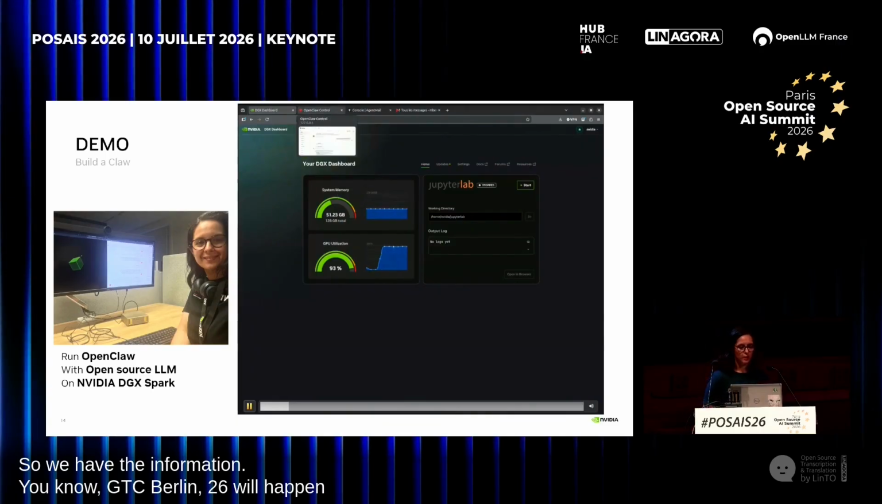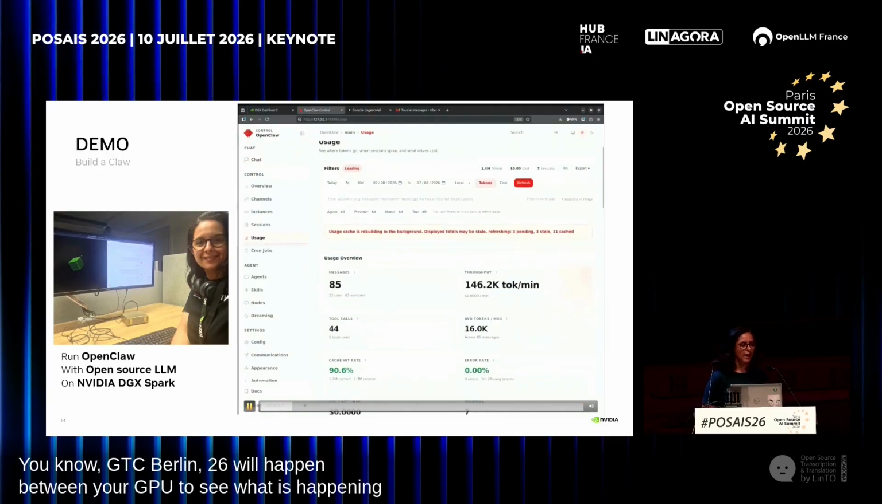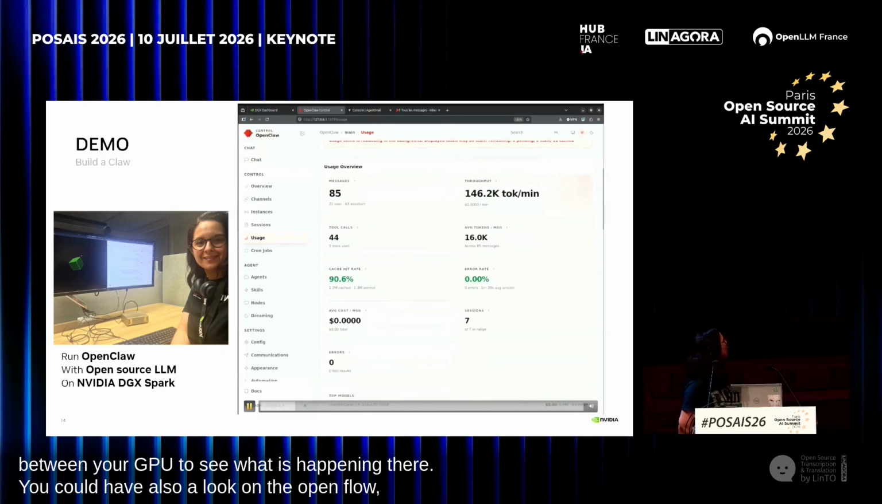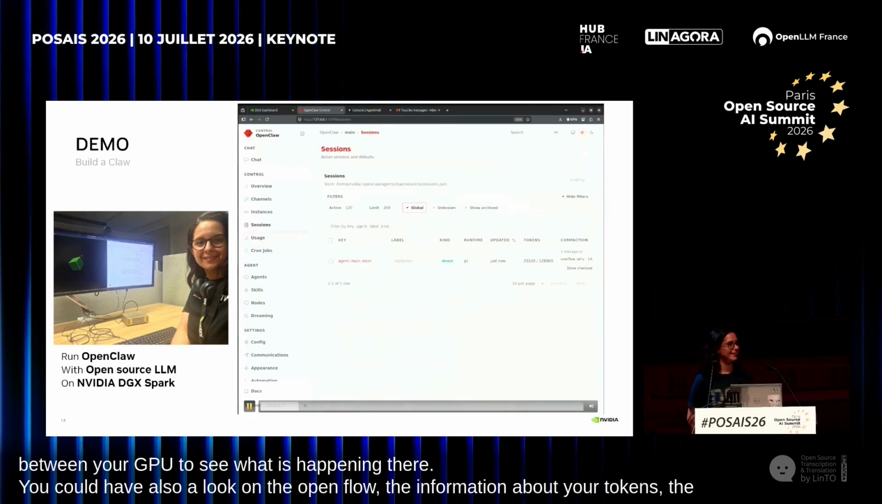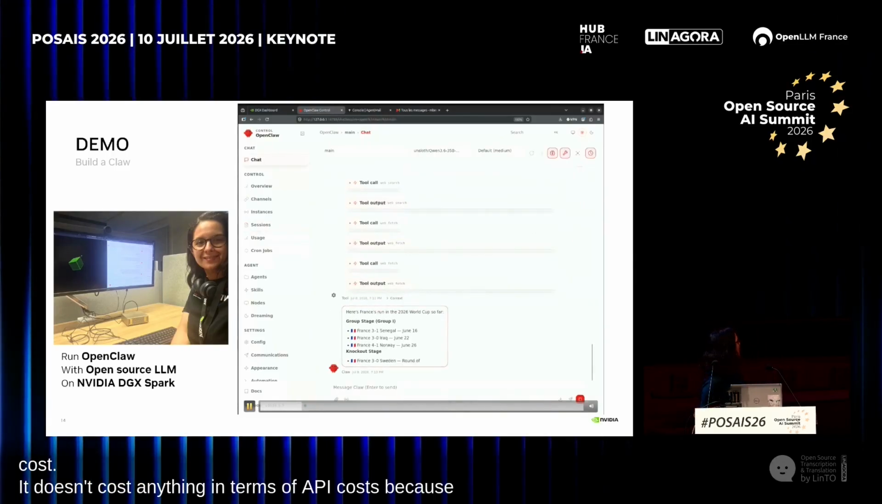So, and you could see, you know, monitor your GPU to see what is happening there. You could have also a look on the OpenClaw, the information about your tokens, the dollars, the cost. It doesn't cost anything in terms of API calls because everything is running on the machine.